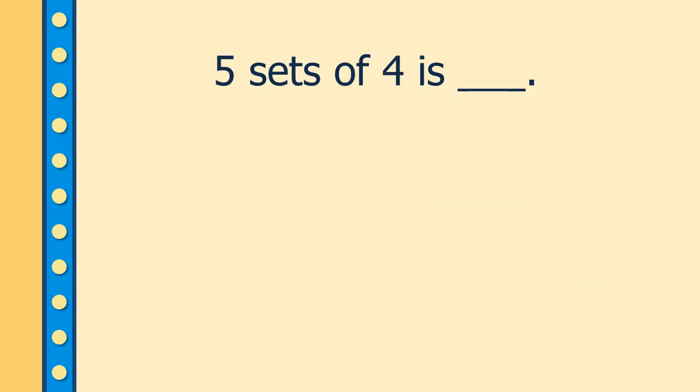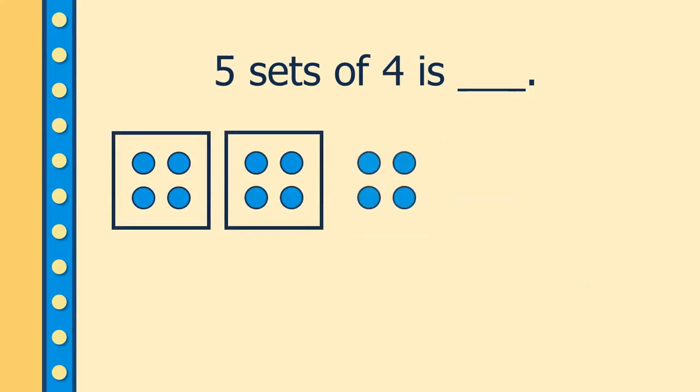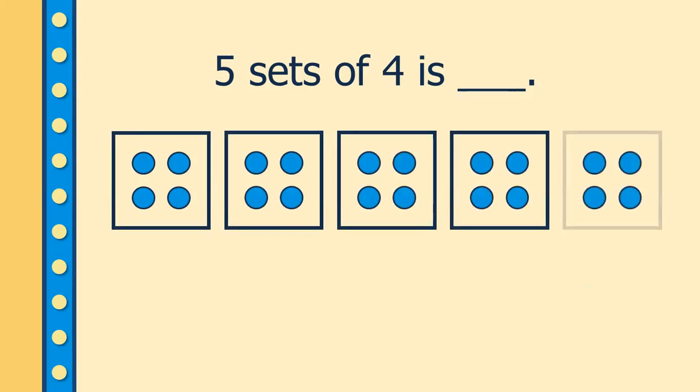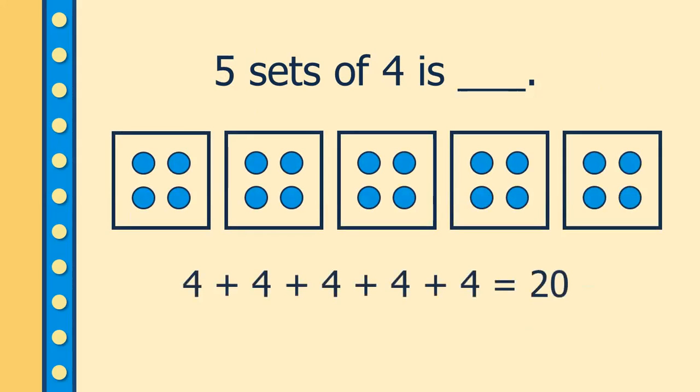Now we have 5 sets of 4. And so if we were to draw that out, here are our 5 sets of 4. We could symbolize this by doing an addition problem: 4 plus 4 plus 4 plus 4 plus 4 equals 20. Or we could write our multiplication problem and say 5 sets times 4 in each group equals 20. So the factor 5 times the factor 4 equals 20, which is our product.